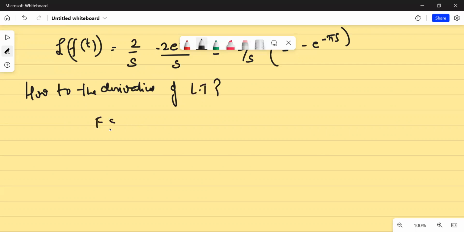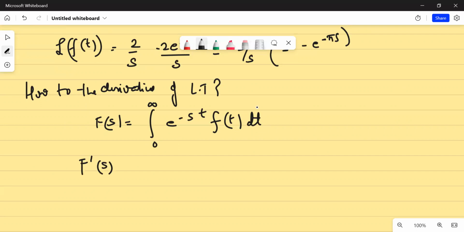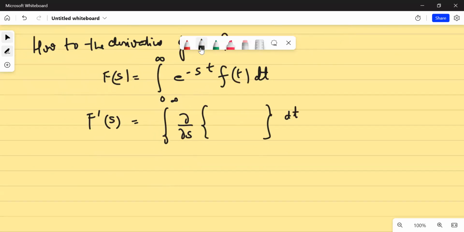So F of s is given by the integral from 0 to infinity of e raised to the power minus st f(t) dt. Now there is something called parametric derivatives. Whenever your parameter is differentiated, because this particular integration depends upon s, if I differentiate with respect to s, this derivative would manifest itself in the form of a partial derivative inside. So this is one thing that one needs to remember.